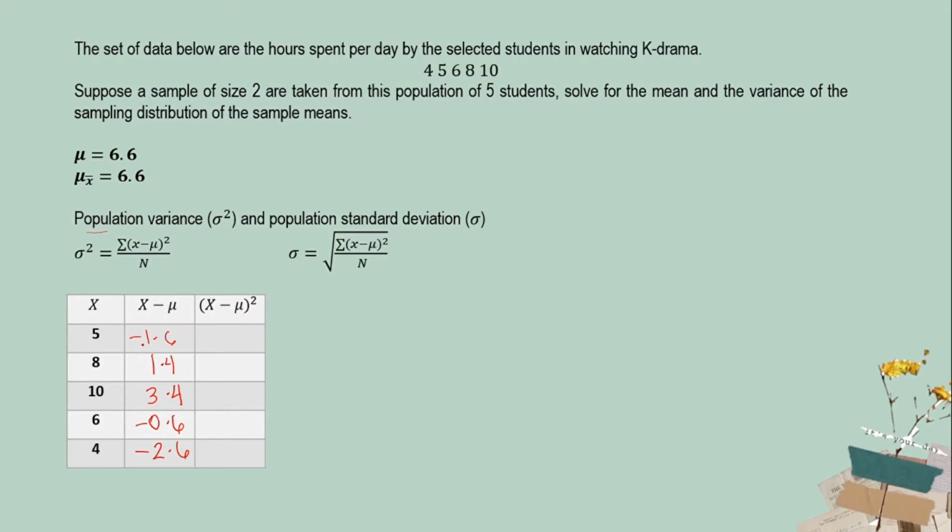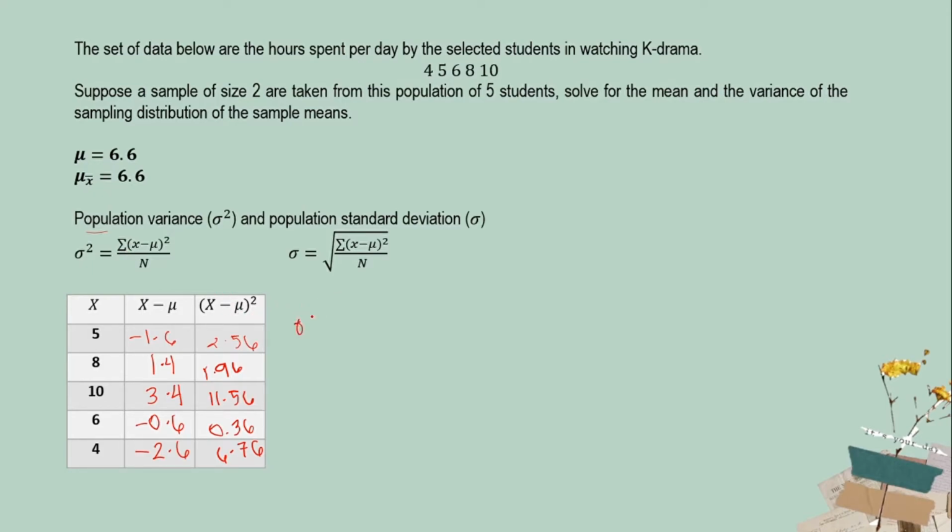Now we're going to square the values of x minus mu. So negative 1.6 squared would be equal to 2.56. And then 1.4 squared is 1.96. And then 3.4 squared is 11.56. Negative 0.6 squared is 0.36. And lastly, negative 2.6 squared is 6.76.